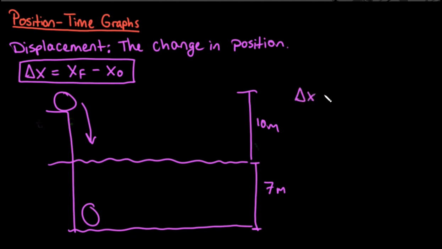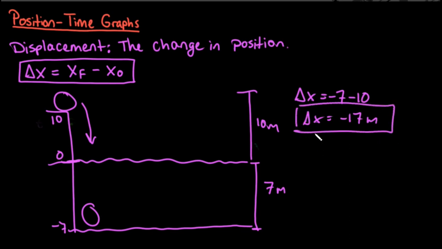So for our displacement, in this case, we would take a look at our final position. Our final position is at -7, because this part here is 0, above it would be 10, and then down here it's -7, because you're below the zero axis. So it's -7 minus 10, and we get a displacement of -17 meters in total.